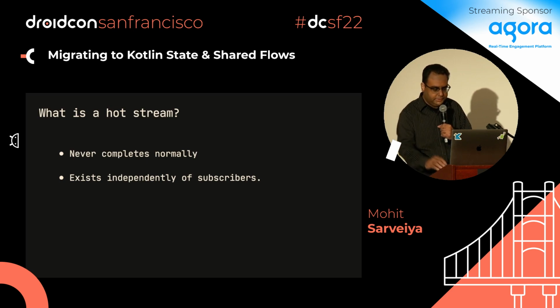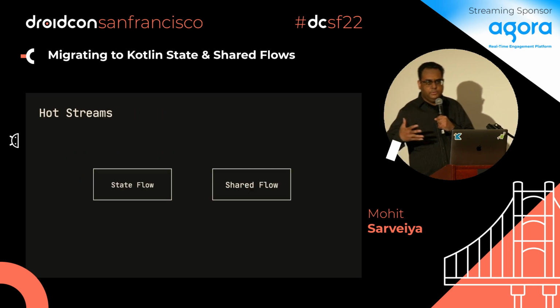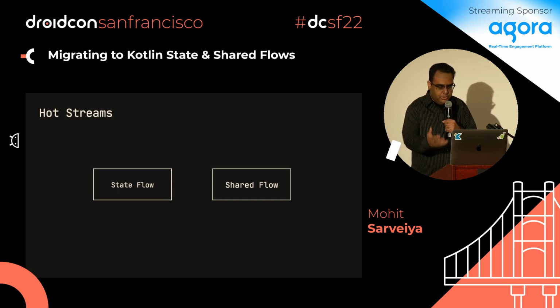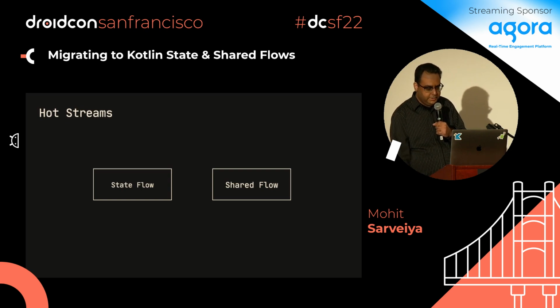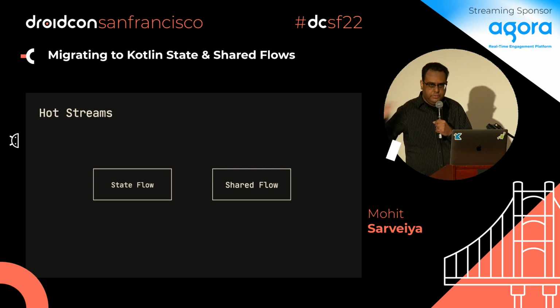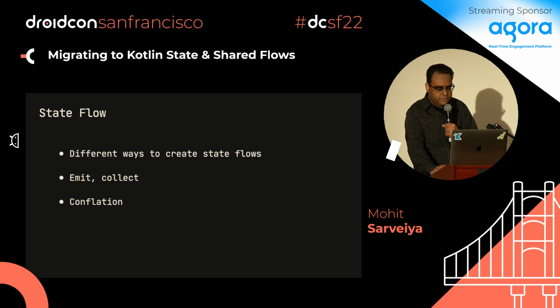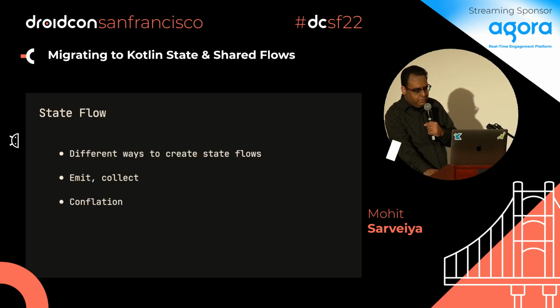In the coroutines library, there are 2 ways to model hot flows. In Android, we use state flows a lot to have a stream of UI states. You could also use shared flows a lot outside of your view model layer. So these are 2 ways, and I'll go through how you utilize both of these. First, let's start with a state flow.